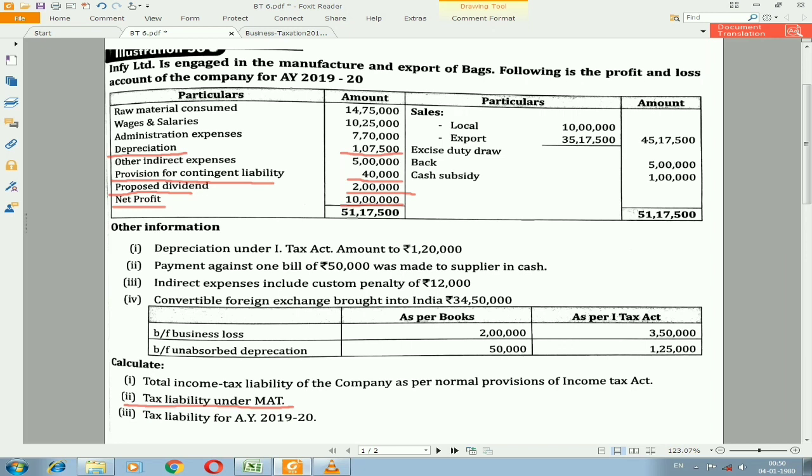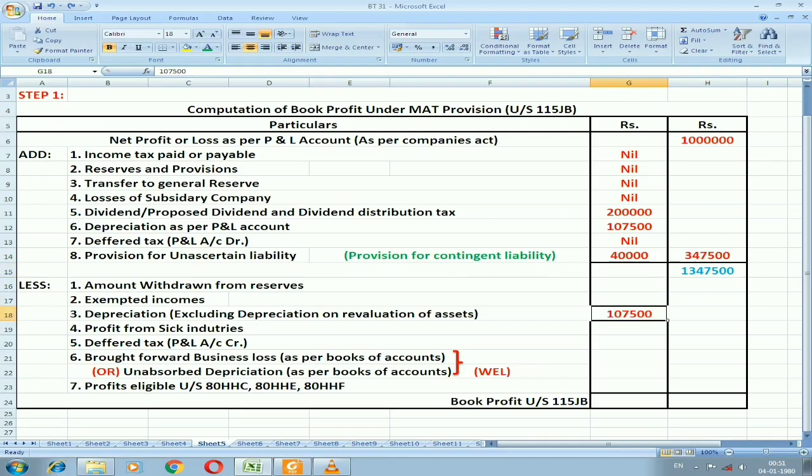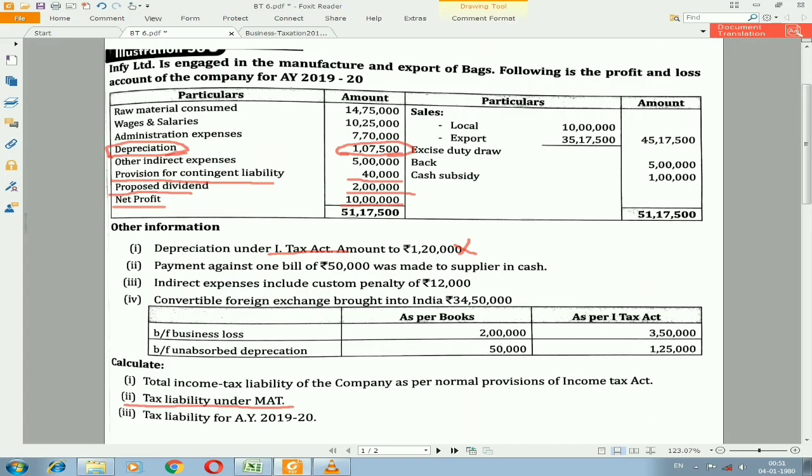First, we are always supposed to take the depreciation. Depreciation as per books of accounts only we need to take. As per books of accounts, depreciation will be 1,07,500. They have given here also depreciation under the IT Act amounting to rupees 1,20,000. So this amount is as per IT Act. This we are not supposed to take. Only the depreciation on the profit and loss account, as per books of accounts or as per Companies Act, we are supposed to take. So that is the same amount we are supposed to take.